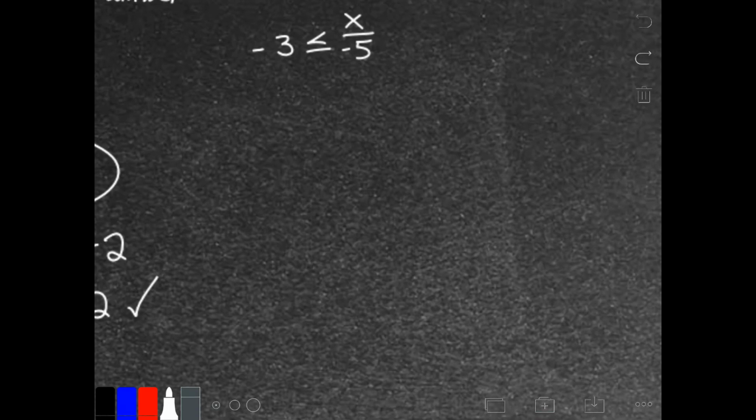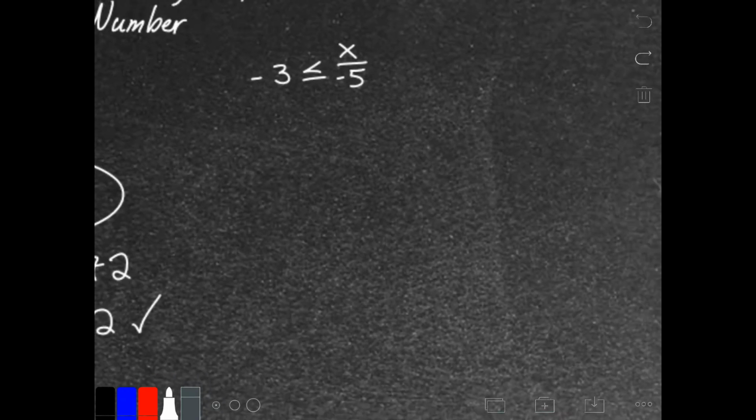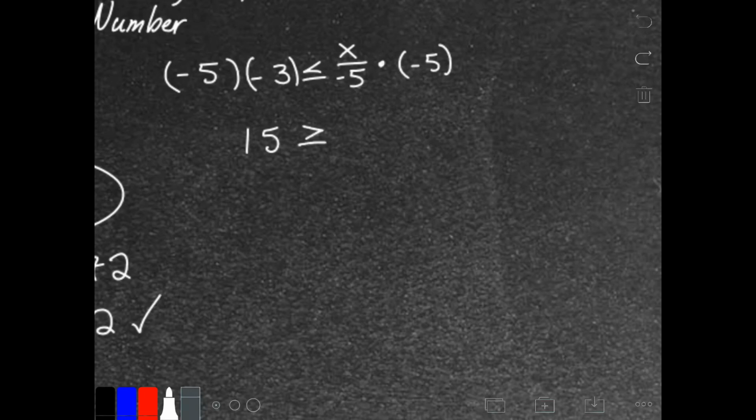Let's go ahead and try our other example here. Negative 3 is less than or equal to x over negative 5. Well, we need to undo this division, so let's go ahead and multiply both sides by negative 5. Negative 5 times negative 3 is going to give me positive 15. We're going to go ahead and flip the sign. That'll give me x, because the negative 5s will cancel out.